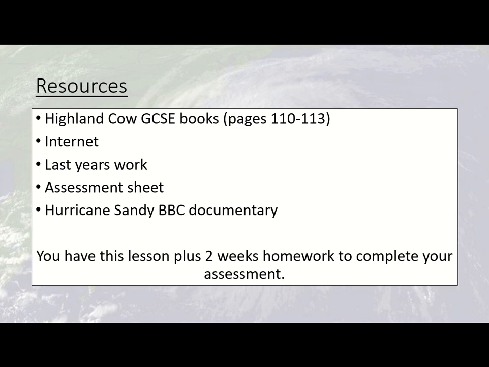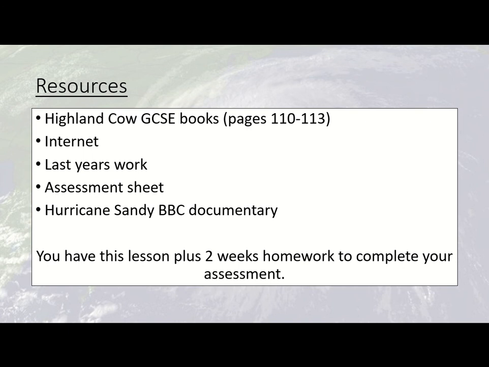Now, resources. First and foremost, the Highland Cow textbook provides you with lots of good stuff. Pages 110 and 113 will give you lots of detail about the different tropical cyclone events. I would also suggest adding to that, because some of the work in the book is a bit brief sometimes. You've got the internet. Just make sure you've got the right year and the right name, but there's loads of detail. Don't copy and paste it. Read it, work out if it's an impact, a response, or whatever, and then just fill in the blanks.